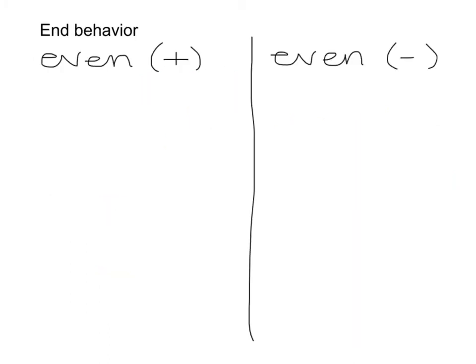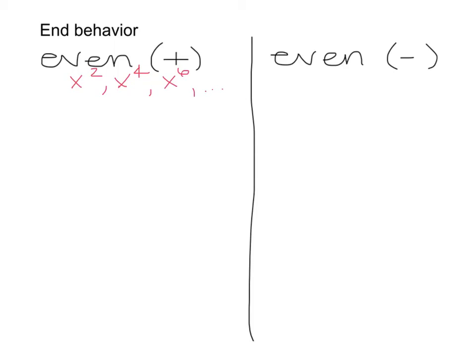Now let's talk about the end behavior of polynomials. End behavior is what's happening at the ends or the edges of your graph. So if we think about something that's even, an example of a polynomial that has an even degree could be x squared, x to the fourth, x to the sixth, anything with an even exponent as its highest exponent.